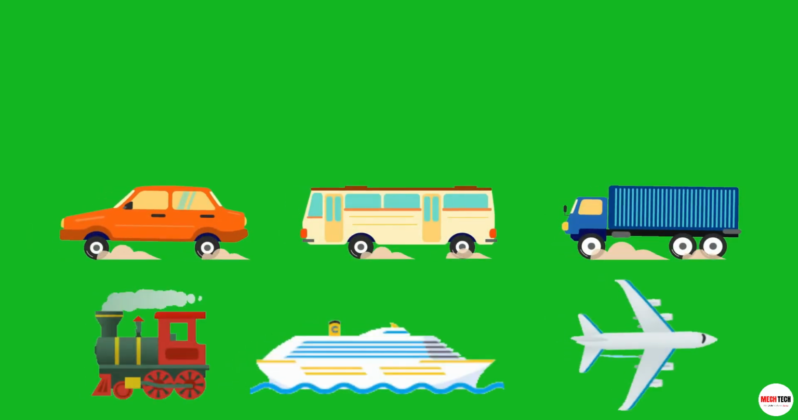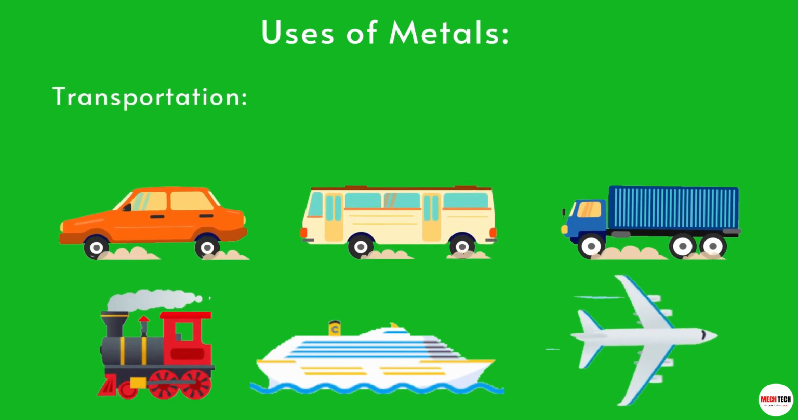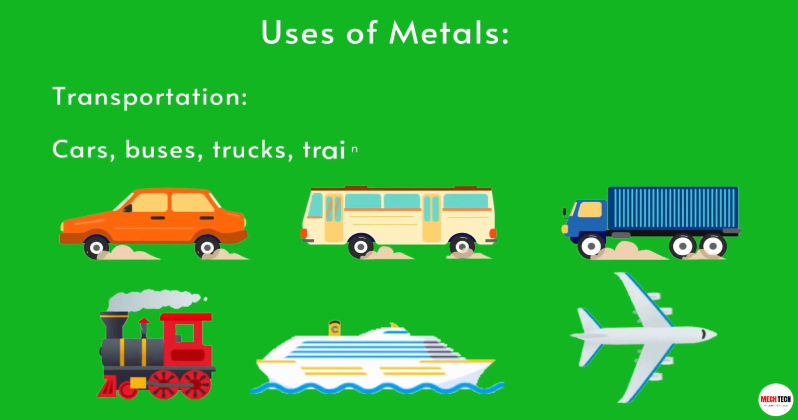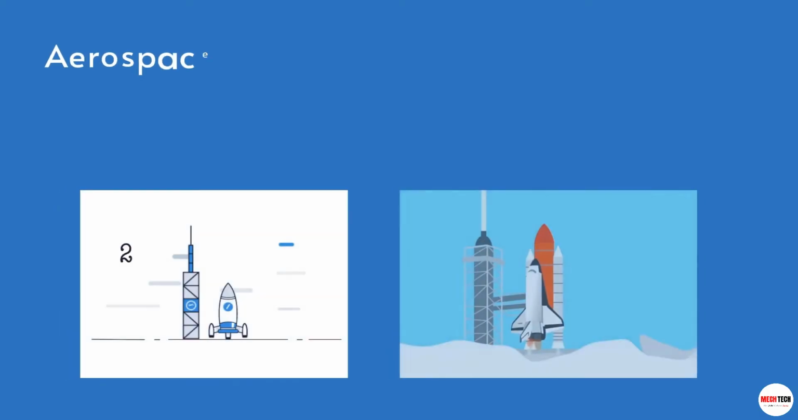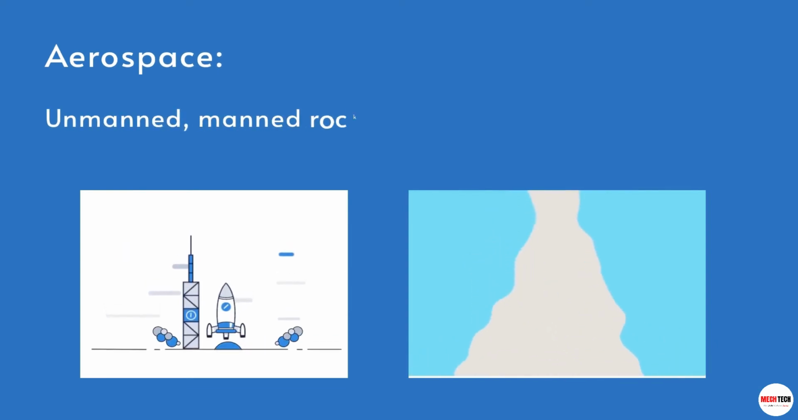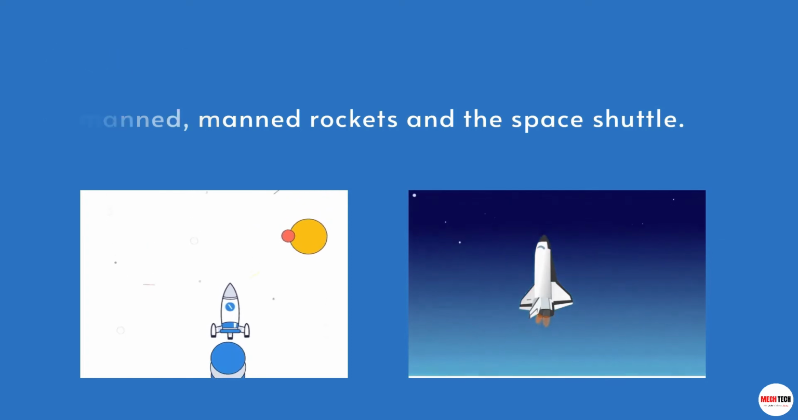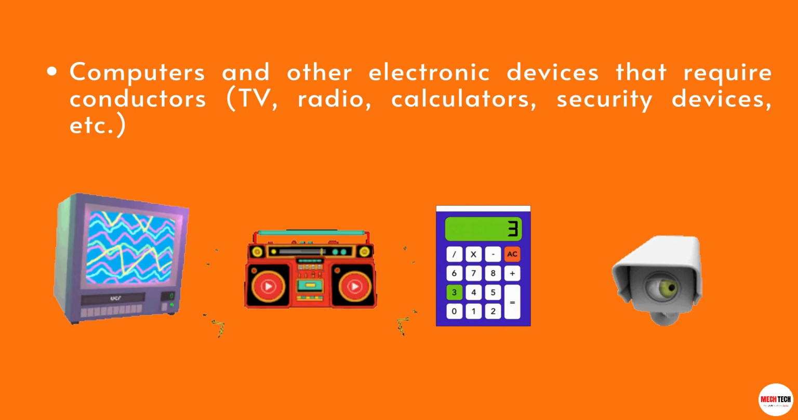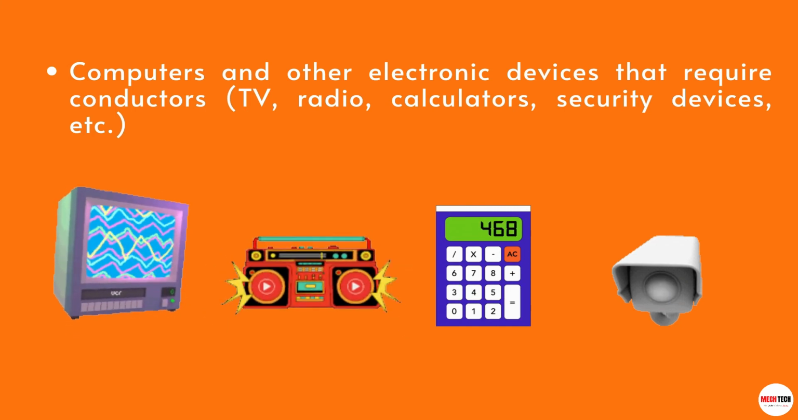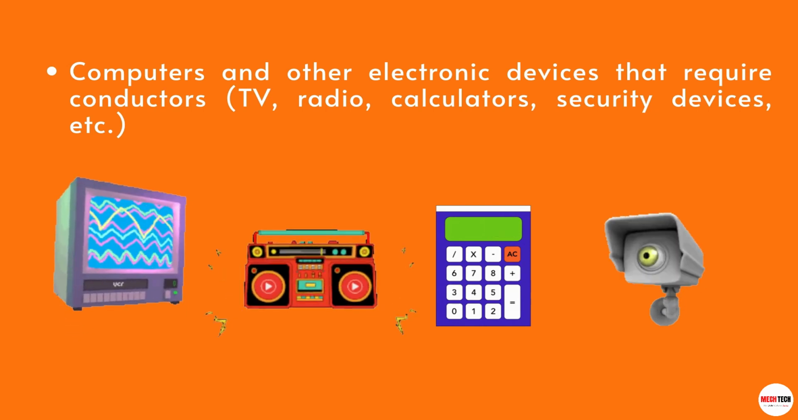Uses of metals. Transportation: cars, buses, trucks, trains, ships, and airplanes. Aerospace: unmanned, manned rockets and the space shuttle. Computers and other electronic devices that require conductors: TV, radio, calculators, security devices, etc.